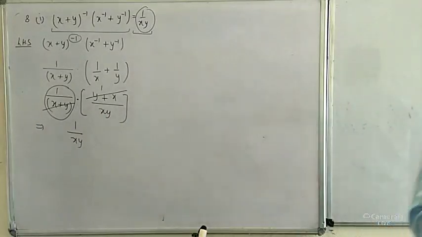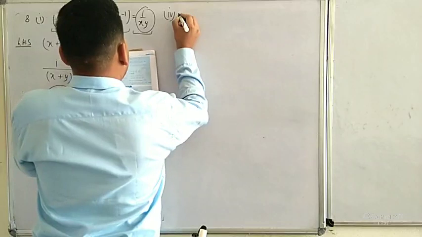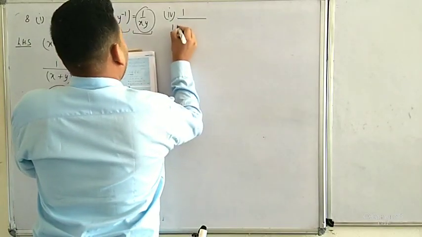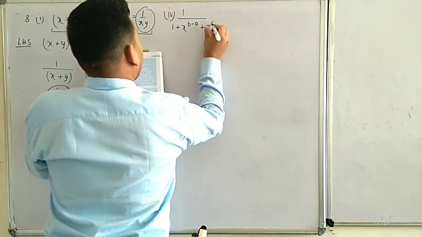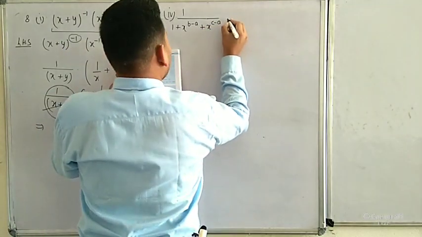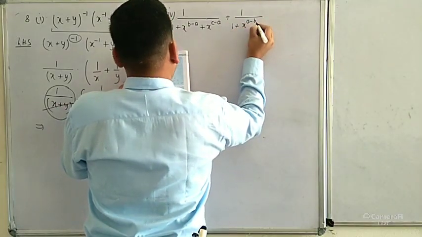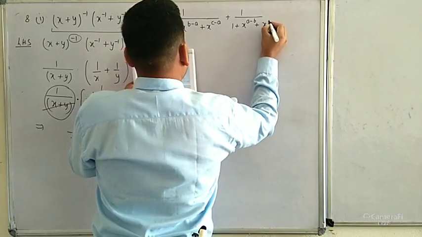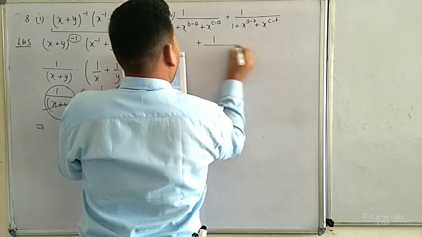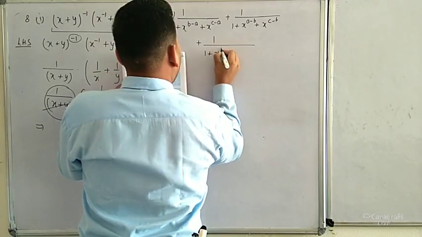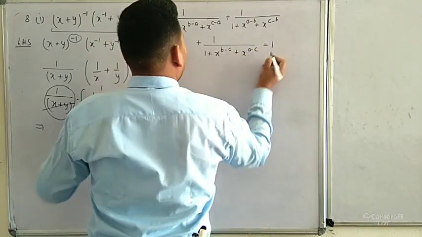Now one more question I am taking here, question number 8, the fourth part. It is 1 upon 1 plus x to the power b minus a plus x to the power c minus a, plus 1 upon 1 plus x to the power a minus b plus x to the power c minus b, and next plus 1 upon 1 plus x to the power b minus c plus x to the power a minus c is equal to 1.